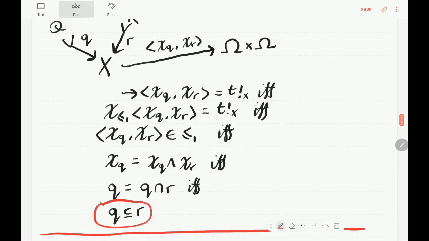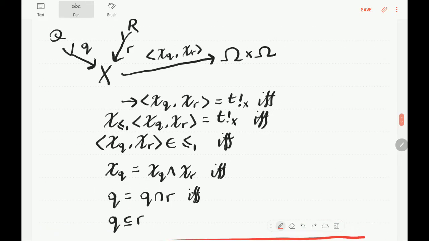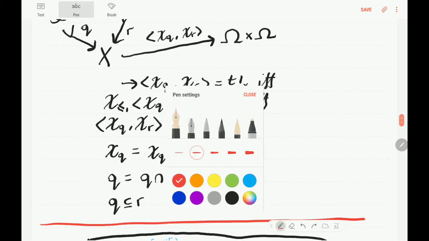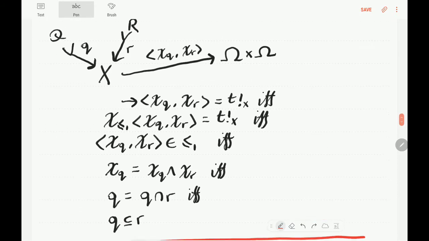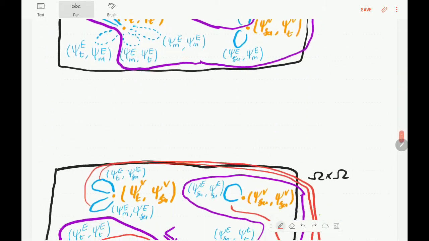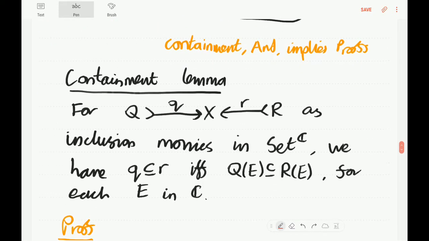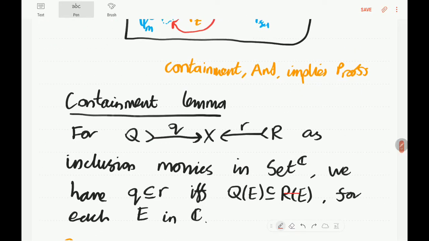Well, it's the simplest thing that we can try and get our heads around. And we can ask, well, what does this mean in set to the power of C? What about if Q and R are just containment monics? Is there a nice simple way to understand what it means to have one of them contained in another when they're both inclusion monics? And indeed there is, and it's pretty much just what you'd guess.